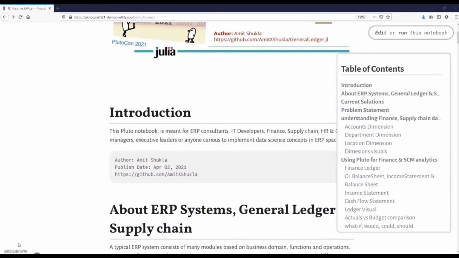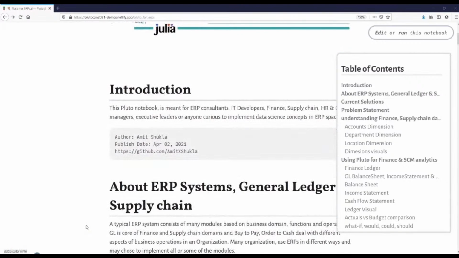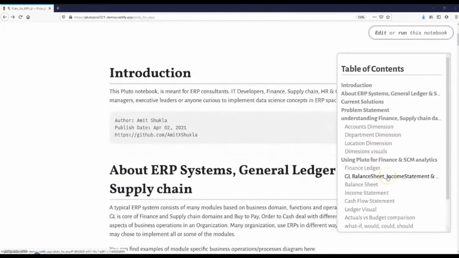Now, in this talk, I will discuss and hopefully show you a few examples, analytic reports about how and why I'm using Pluto for finance and supply chain analytics for big ERP. I'm going to cover this topic. If time permits, I'll be happy to answer any follow-up questions you may have. As you can see on my screen, this notebook is hosted on one of the PlutoCon servers. However, just in case you have any follow-up questions or suggestions, please feel free to reach out to me and I'll be happy to answer your questions.